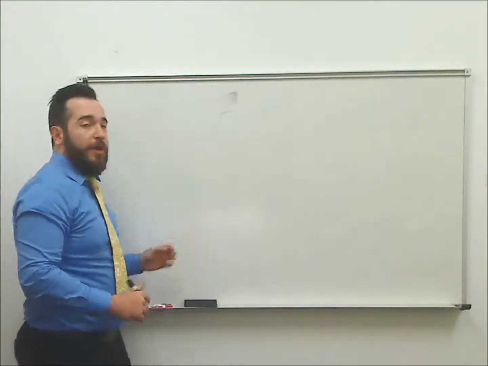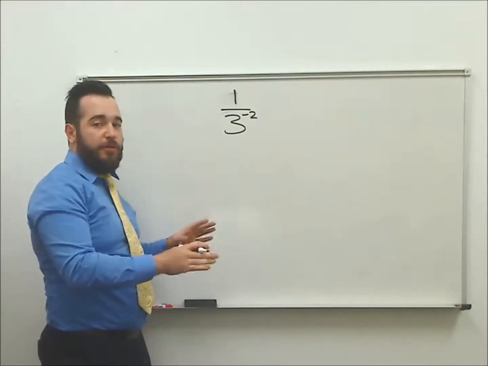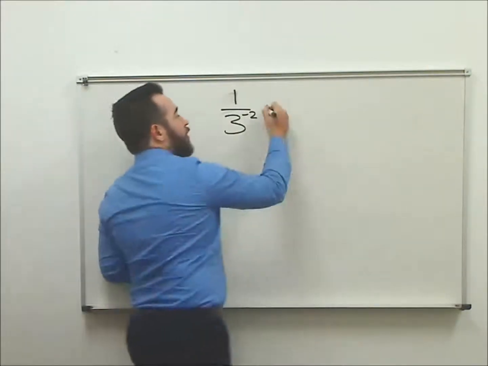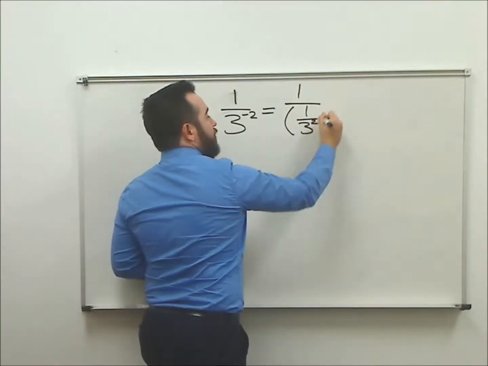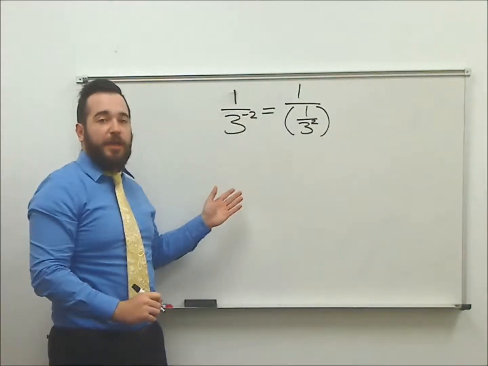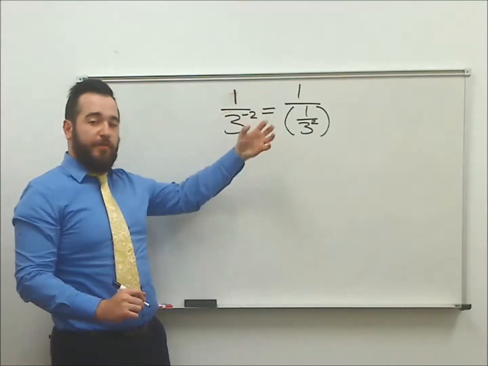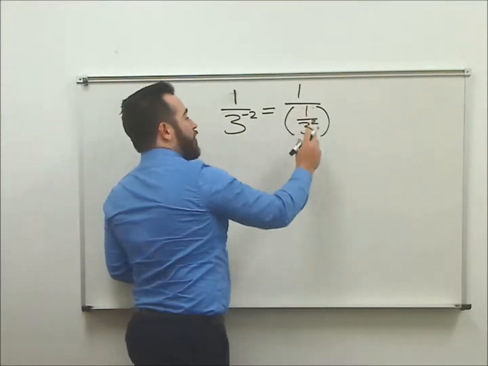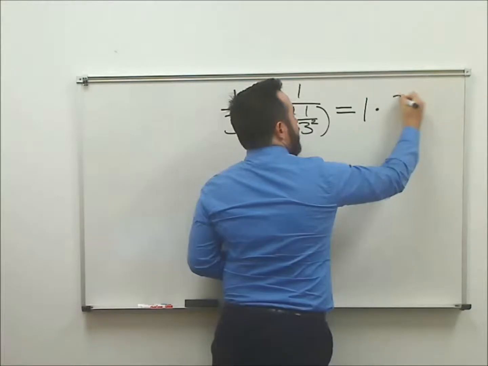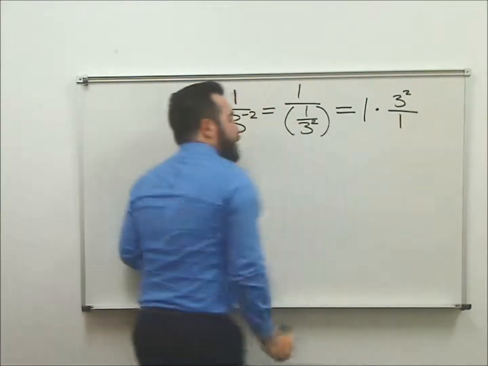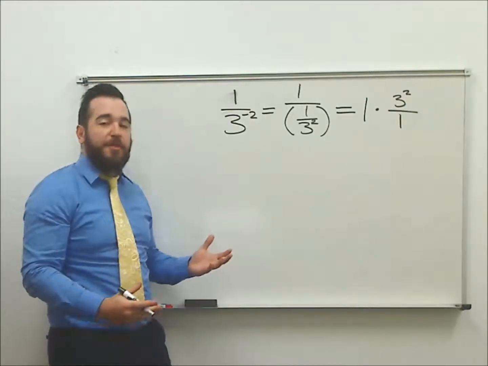All right, 1 over 3 to the negative second, for example. Now, before getting too caught up and worried about this, let's just be very calm. Rewrite this as 1 over 3 squared, just using what we already know. Now, when you divide by a fraction, you can just flip it. So 1 over 3 squared is the same thing as 1 times 3 squared over 1. Remember, dividing by fractions is the same thing as multiplying by their reciprocals.